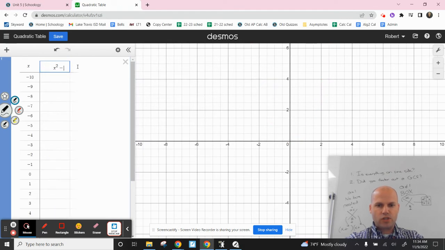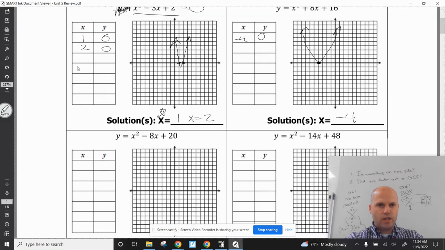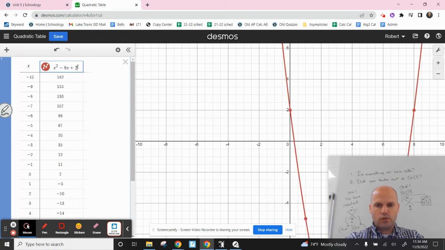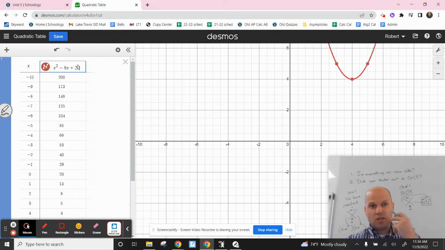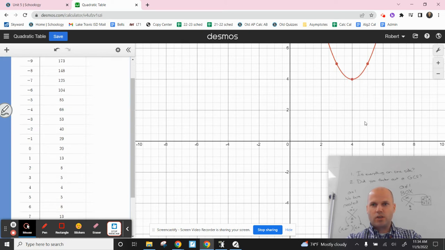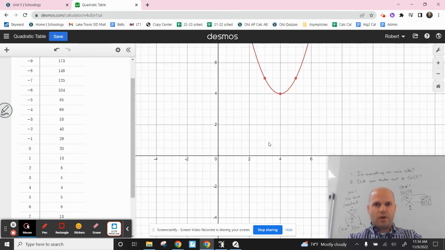So we're visually seeing our whole goal of this unit is finding zeros. Zeros of quadratics, some are going to be cubics. Here we go, x squared minus 8x plus 20. We notice there is no zero. It's above the x-axis.